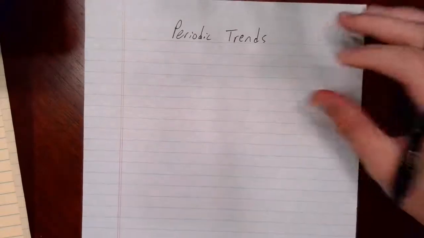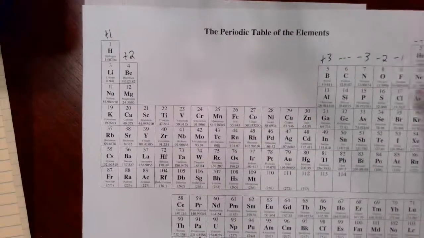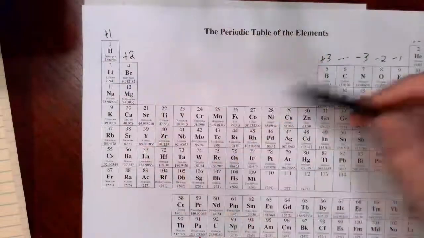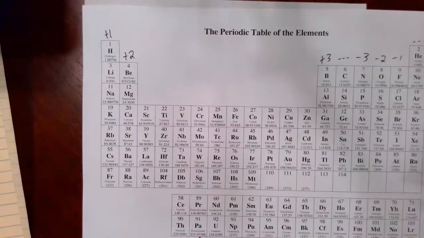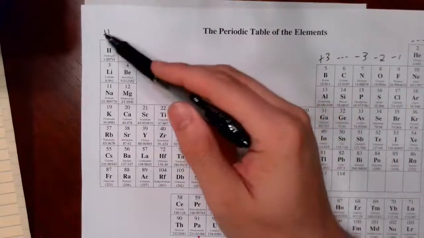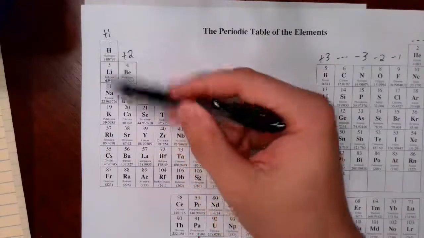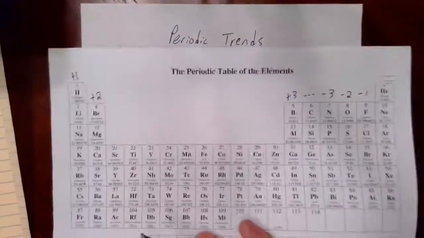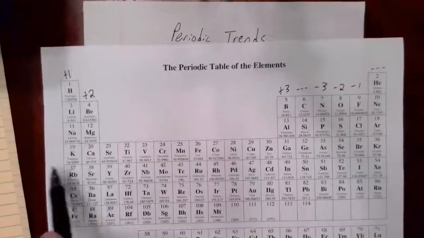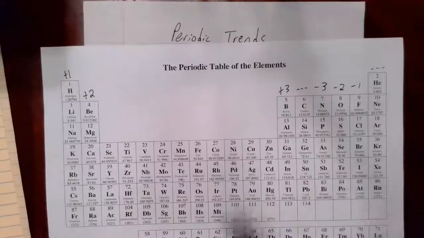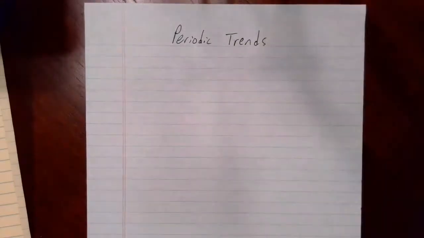regular patterns. Okay, so we know that families or groups on the periodic table react very similarly. We know that all the group 1A elements form a +1 charge, so they react in a similar fashion. So this is somewhat an extension of that. There are also other patterns that occur as you go across the periodic table, or as you go up and to the right across the periodic table. And that's what we're going to discuss today. Those patterns we'll call periodic trends.